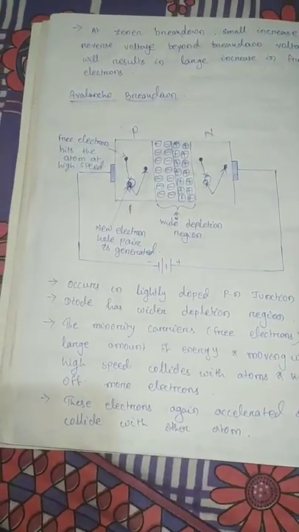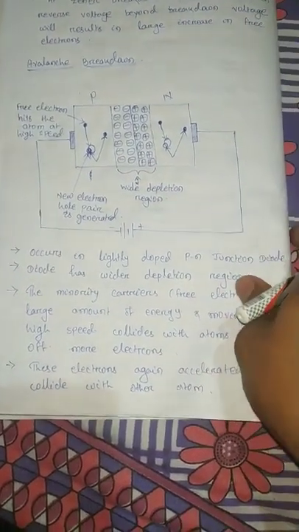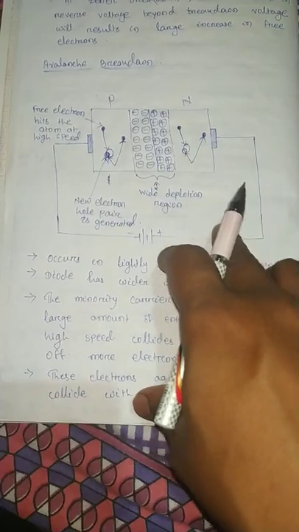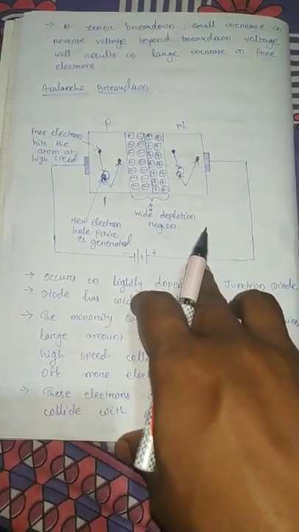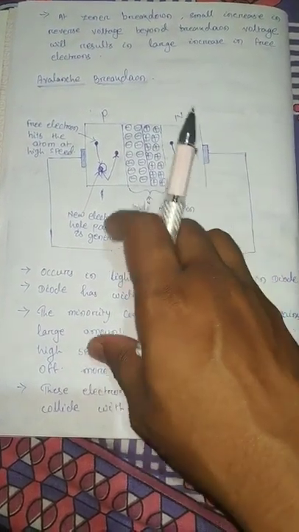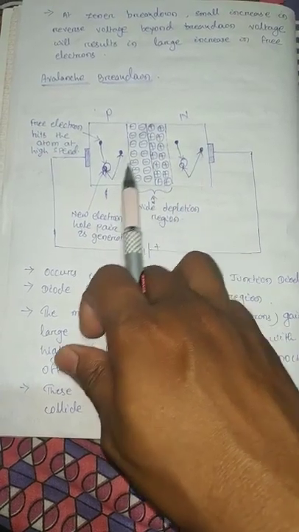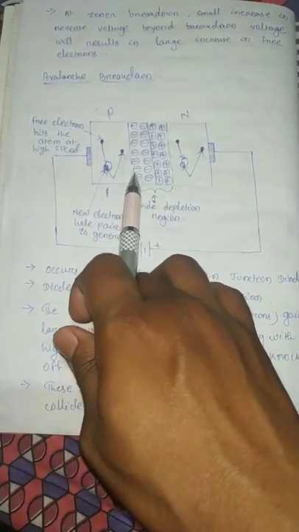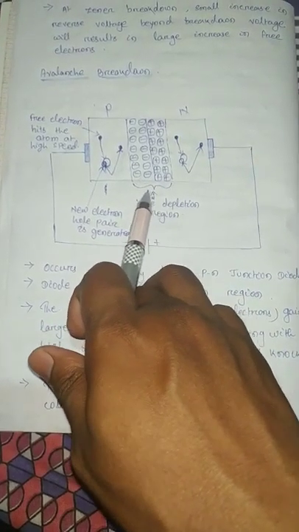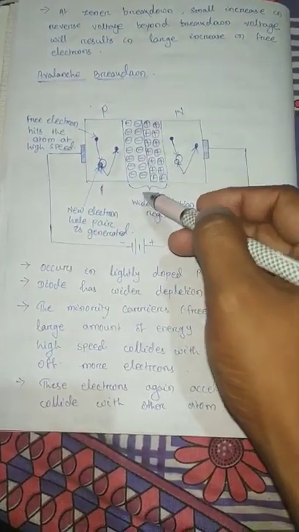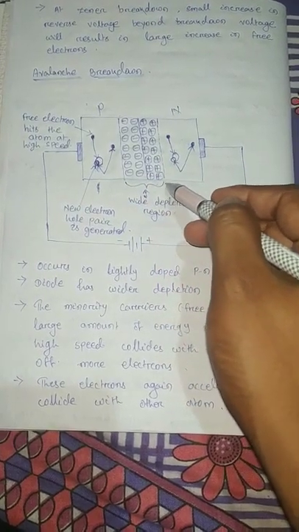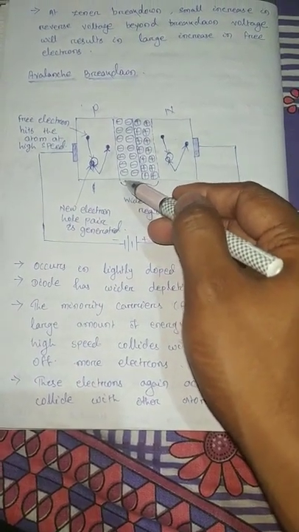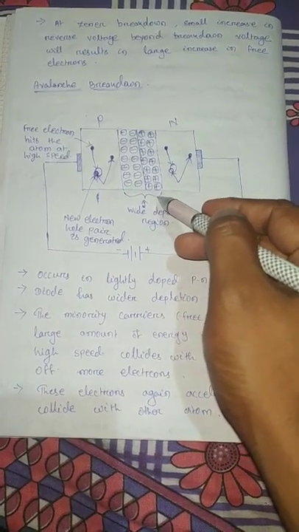Now come to the avalanche breakdown. Avalanche breakdown occurs in the lightly doped PN junction diode. That means the PN junction diodes are lightly doped in comparison to normal PN junction diode. As a result, the depletion region becomes wider in comparison to that of normal diode. As you see in this case, the depletion region becomes wider in comparison to normal PN junction diode.